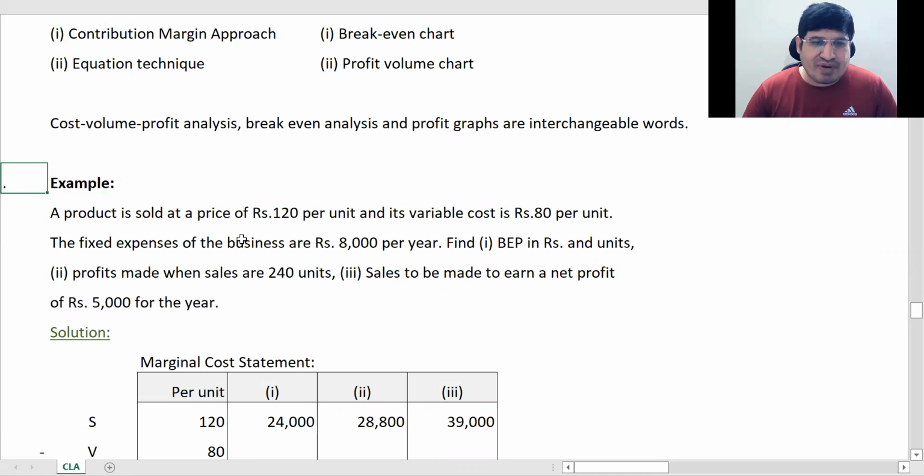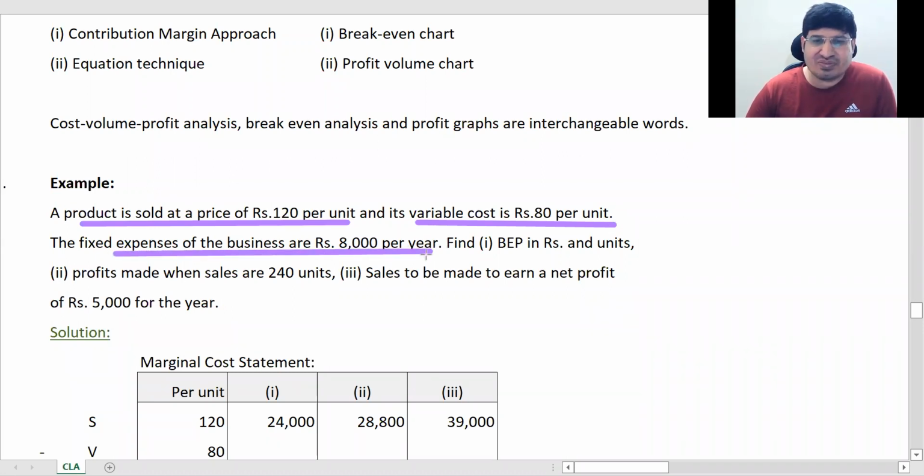Product is sold at a price of 120 per unit. ठीक है, SP is 120 per unit, वेरिएबल कॉस्ट इज 80 पर यूनिट. ठीक है, तो यहीं पे हमको दिख रहा है कंट्रीब्यूशन इज 40. फिक्स्ड एक्सपेंसेस F है 8000. अब वो बोल रहा है फाइंड बीईपी इन रुपीज एंड यूनिट्स, प्रॉफिट मेड व्हेन सेल्स आर 240. 240 यूनिट्स के लिए यू हैव टू शो द प्रॉफिट. देन सेल्स टू बी मेड टू अर्न अ प्रॉफिट ऑफ 5000.